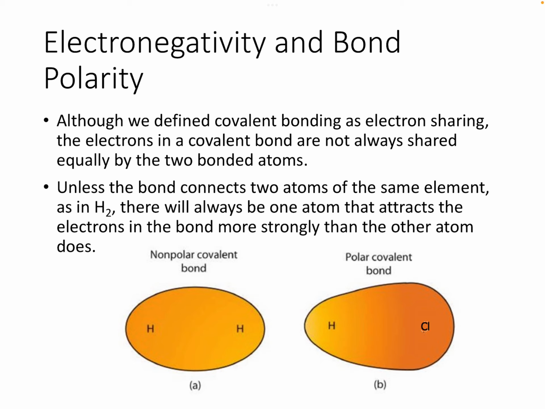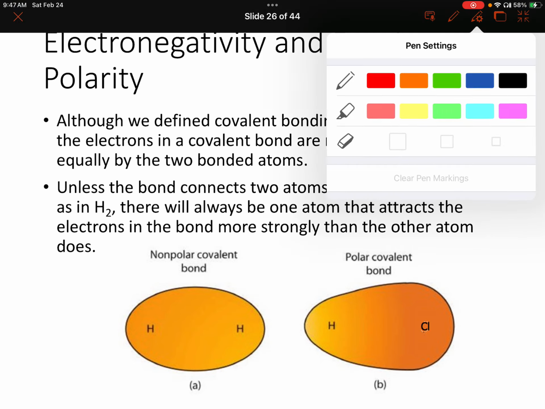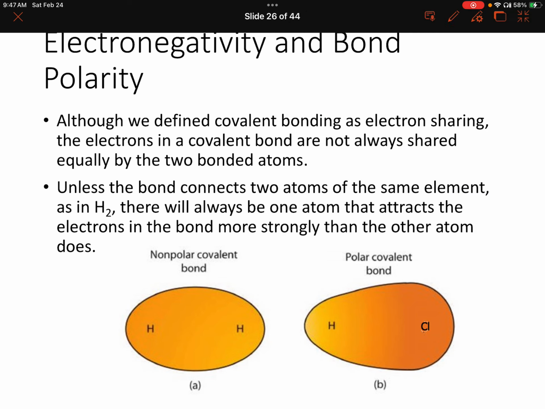So for example, down below, I've got H2 on the left, and this is an electron density map. So this is showing where electrons are hanging out. Now you'll notice that the color is equal across that shape. So that means that the electrons are hanging out with both atoms equally.